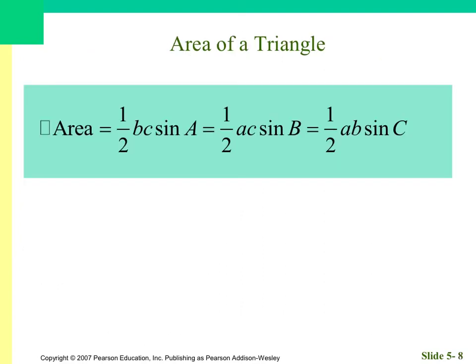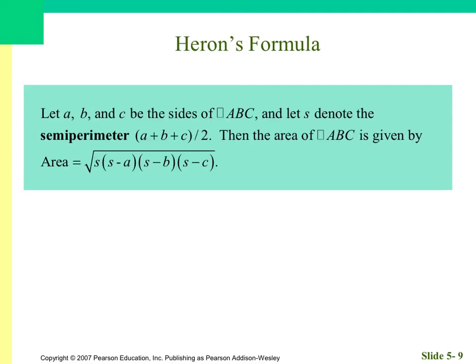All right, area of a triangle. You can do 1/2 bc times the sine of A, 1/2 ac times the sine of B, 1/2 ab times the sine of C. So here's the nice thing. This does not require a right triangle, so you don't need the height. But see how it's 1/2 the sides and the other angle, 1/2 the sides and the other angle, 1/2 the sides and the other angle.